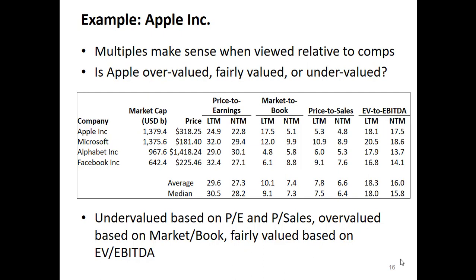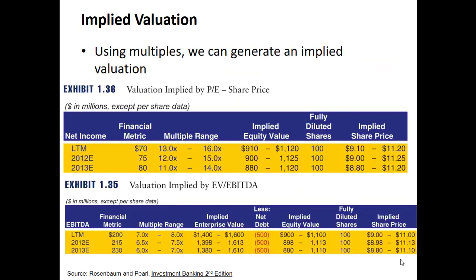When looking at Apple relative to the average and the median, you can see that it appears to be undervalued based on the price to earnings and price to sales, slightly overvalued on the basis of market to book, but fairly valued based on enterprise value to EBITDA. This example shows how difficult it can be to interpret relative valuation, particularly when multiples are sending different signals. Given that some are higher, some are lower, and some are in the middle, we would say that Apple is fairly valued.